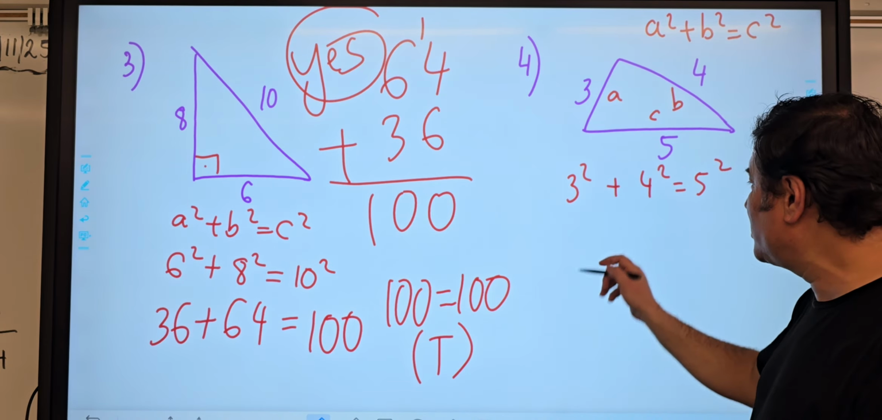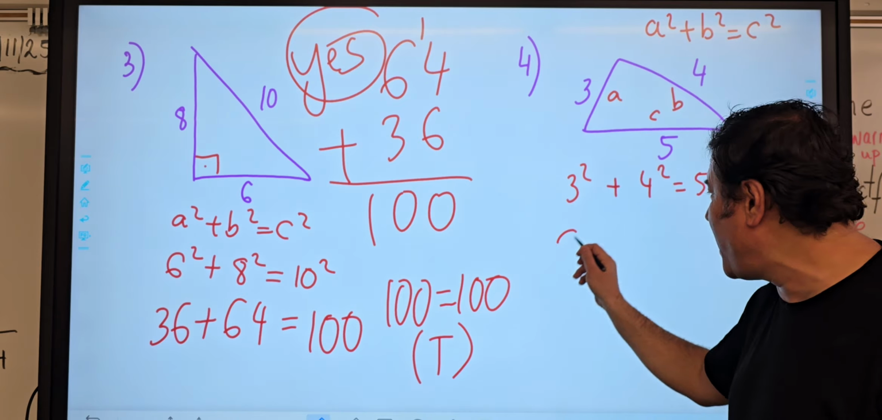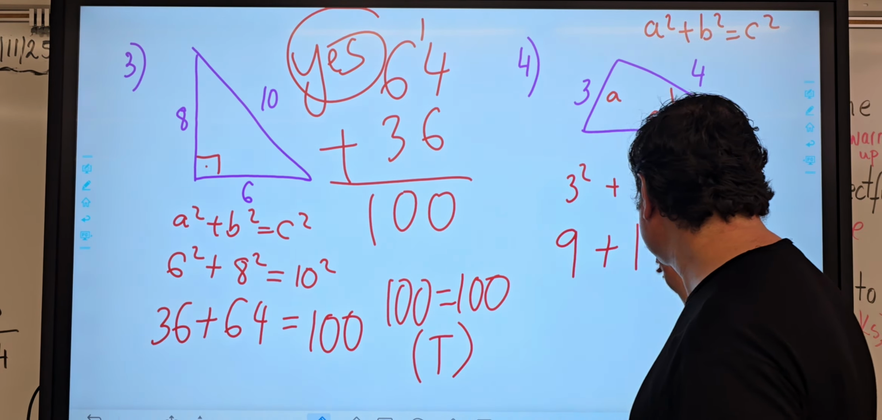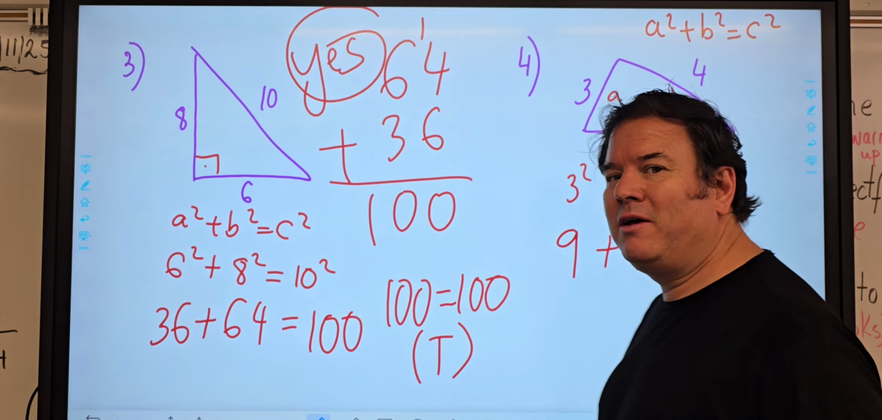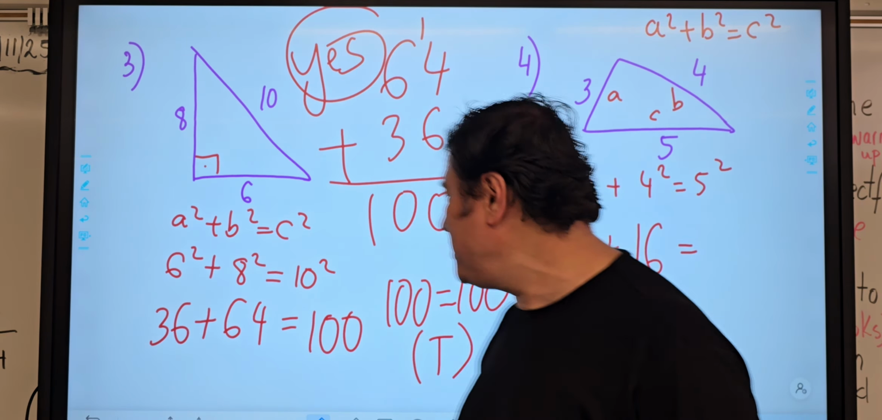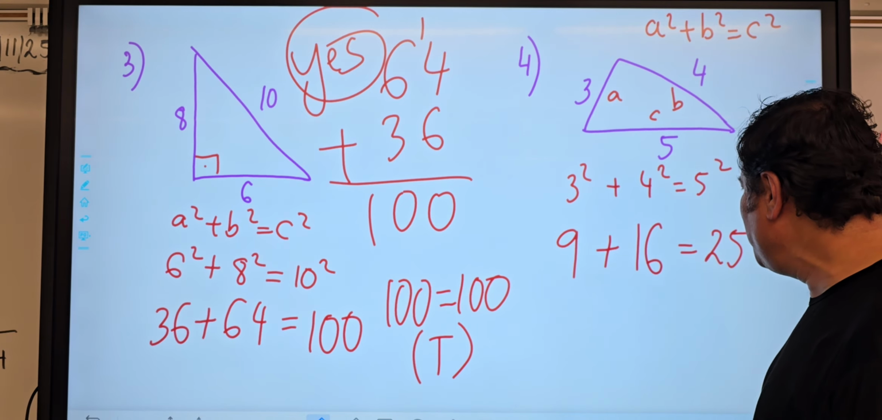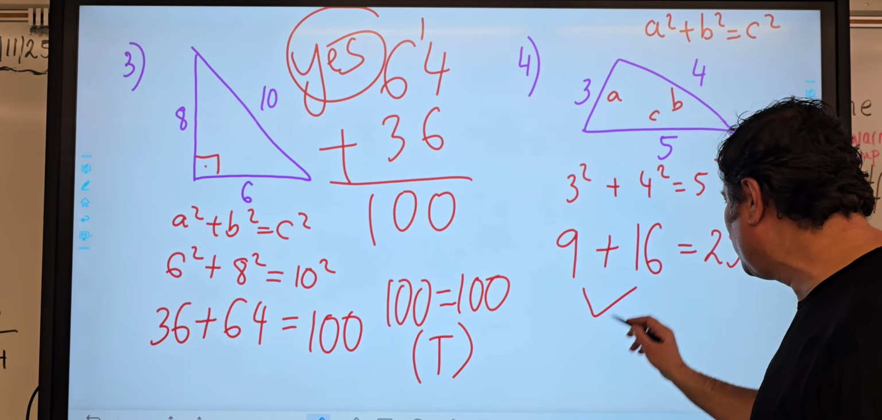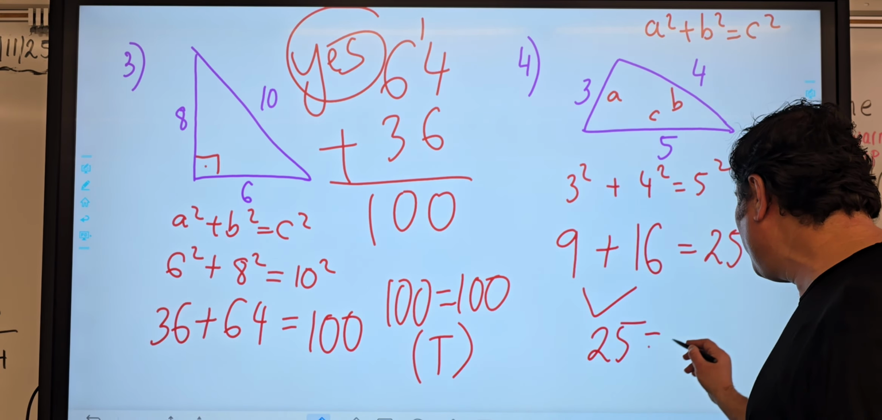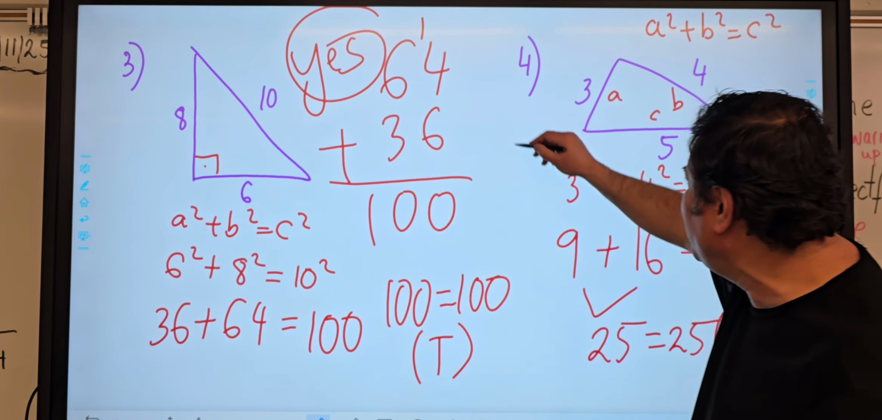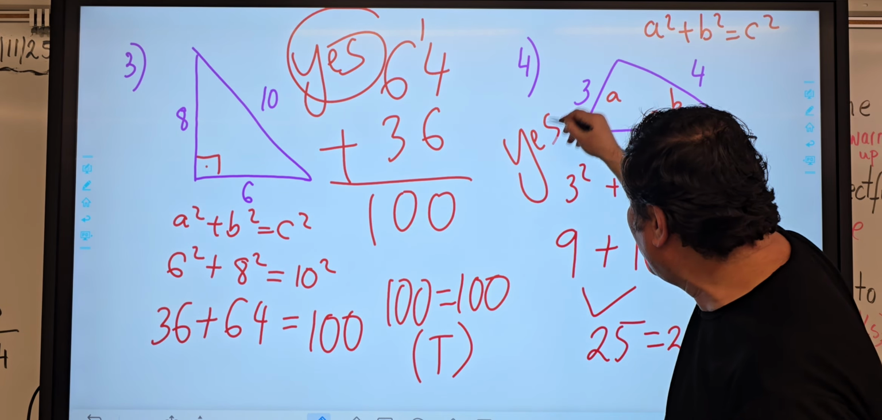Let's see. 3 squared means 3 times 3, which is 9. Plus 4 squared means 4 times 4, which is 16. And here we have 5 squared, 5 times 5 is 25. So again, 16 plus 9 is actually 25, equals 25. Another true statement, and the answer is yes for number 4.